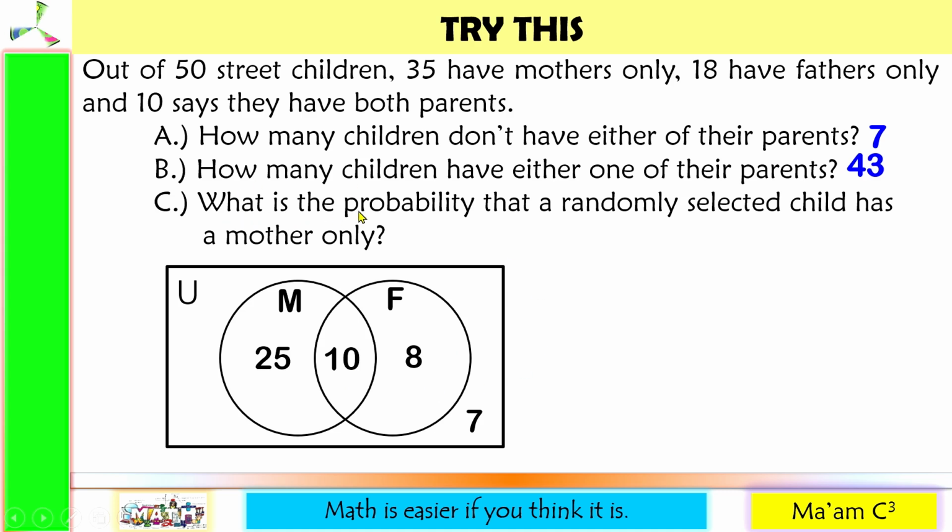And last one, what is the probability that a randomly selected child has a mother only? So mother only is 25 and there are total of 50 street children. So 25 divided by 50. In lowest term, this is 1/2. In decimal form, this is 0.5. We are asked to give the probability and it is commonly expressed in percentage. So 0.5 in percentage is 50%. So this means the probability that a randomly selected child has a mother only is 50%.